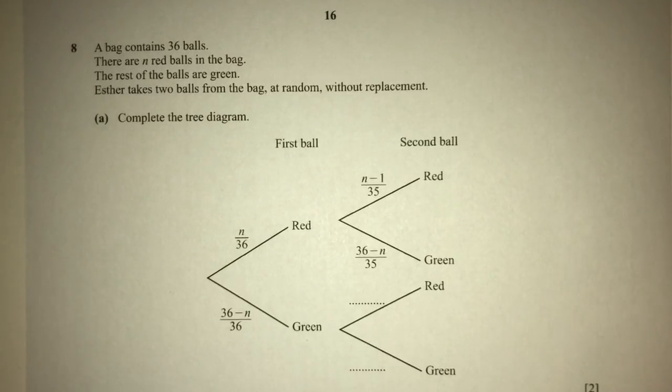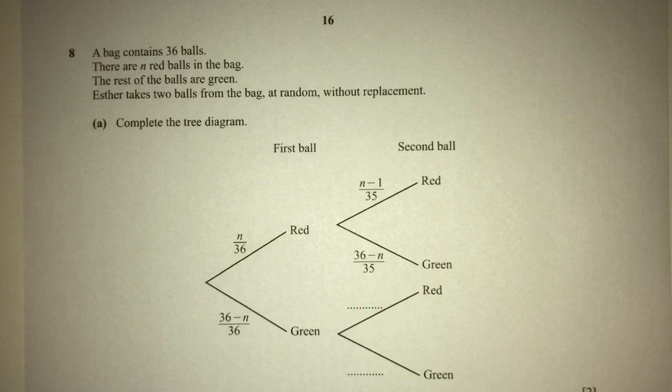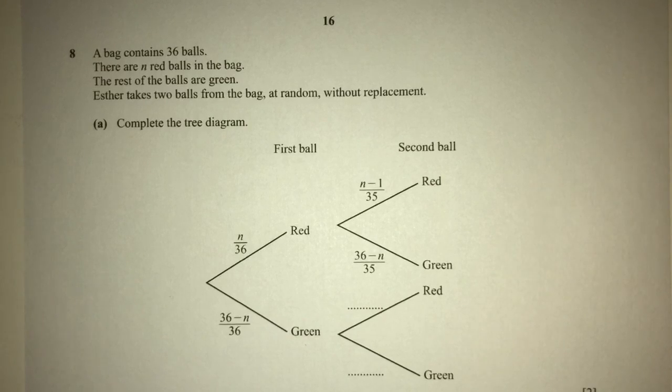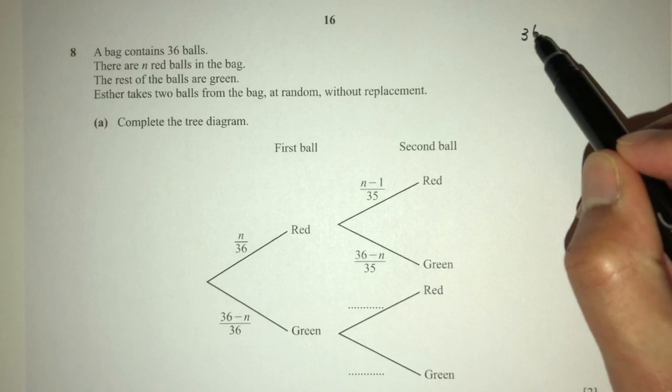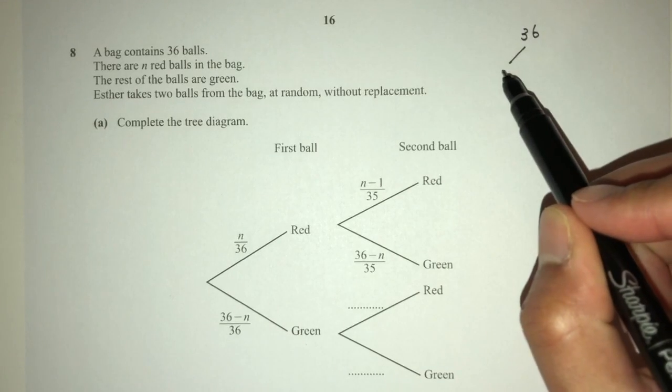Let's move on to question number 8. A bag contains 36 balls. There are n red balls in the bag. The rest of the balls are green. Now, let's see. So basically we have 36 balls, and we have n red.